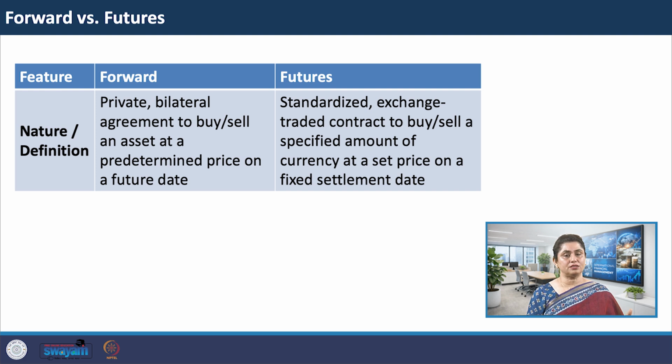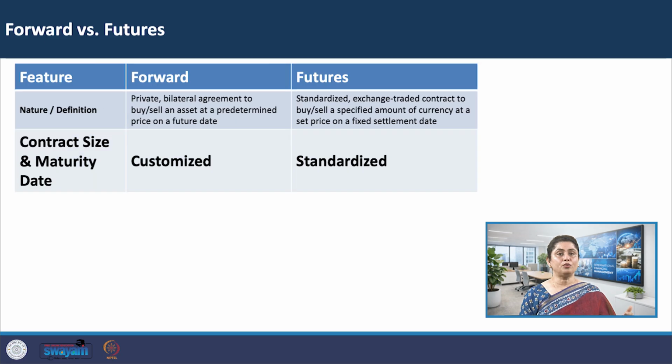A futures contract, on the other hand, is standardized and exchange traded. The terms are set by the exchange, not by the two parties. Forward contracts are highly flexible and can be customized according to the exact needs of the firm.